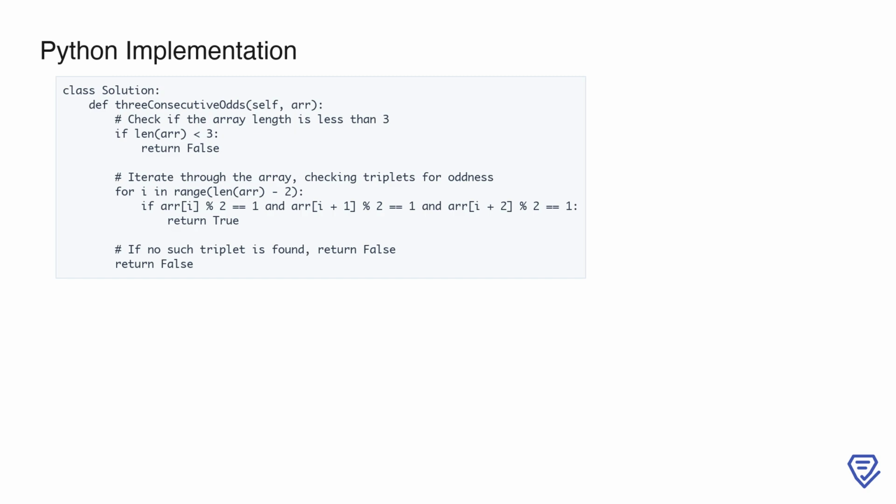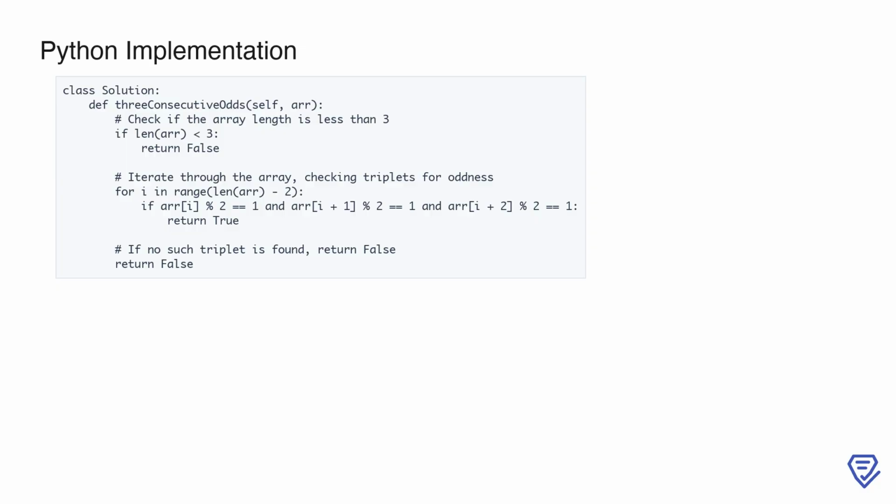Next, we iterate through the array from the start to the third to last element. This is because we are checking groups of 3 consecutive elements, and attempting to access beyond the array bounds would cause an error. The loop ensures we safely check every possible triplet in the array.